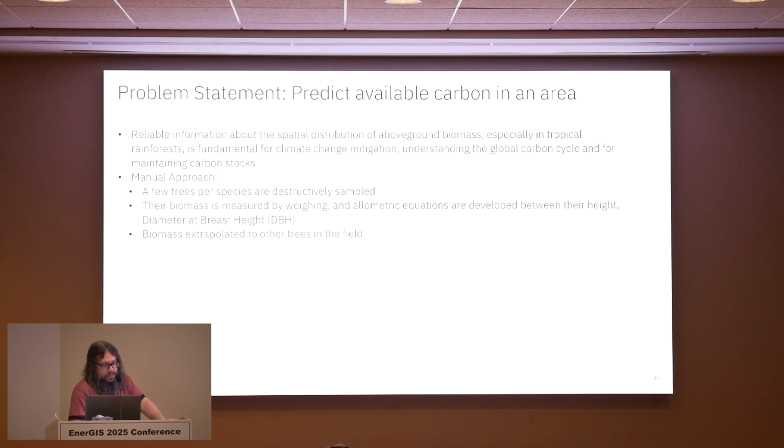So the manual approach to getting how much carbon there is, I think someone talked about it during the panel earlier, is you actually go out to the field and you do measurements. You can take a few trees per species, and actually the real way of finding out how much carbon is in something is to burn it, right? So that's what they do. They take the tree and they burn it and they say, hey, this is how much carbon was in there.